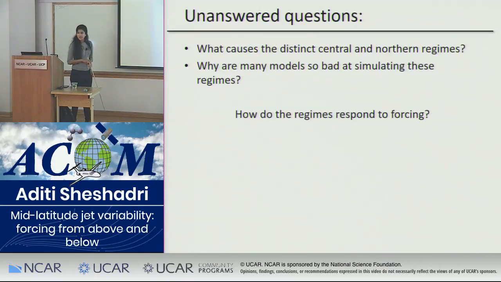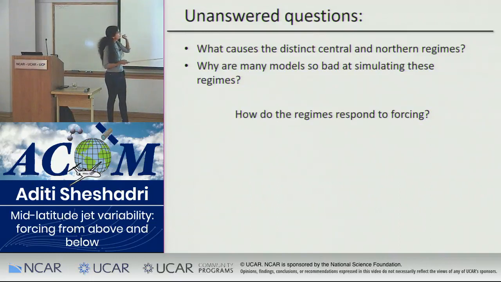Okay, so in the next 20 minutes, I'm going to try and answer these questions. What causes these distinct central and northern regimes? Why are so many models so bad at getting them? And to some extent, how do these regimes respond to forcing? I was going to talk about CO2 a little bit, but maybe not. Just how do these regimes respond to forcing from above and below, which is what I started off with. How do they respond to stratospheric variability, and how do they respond to topography at the surface?